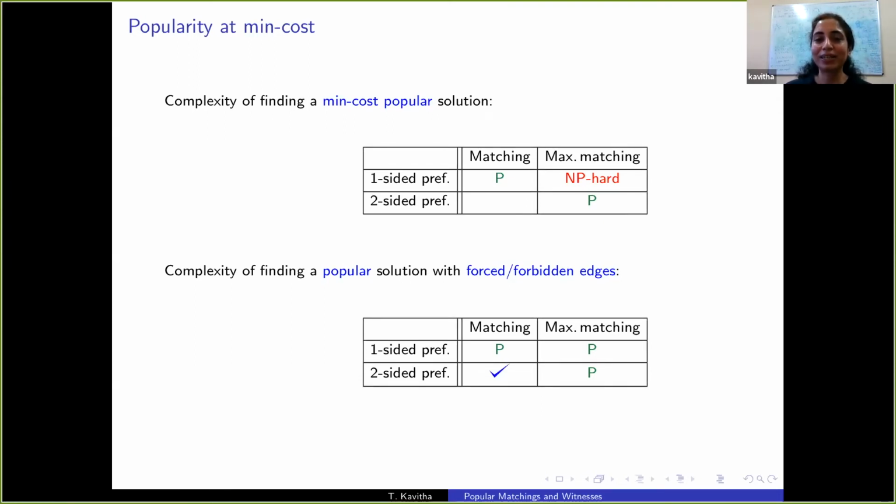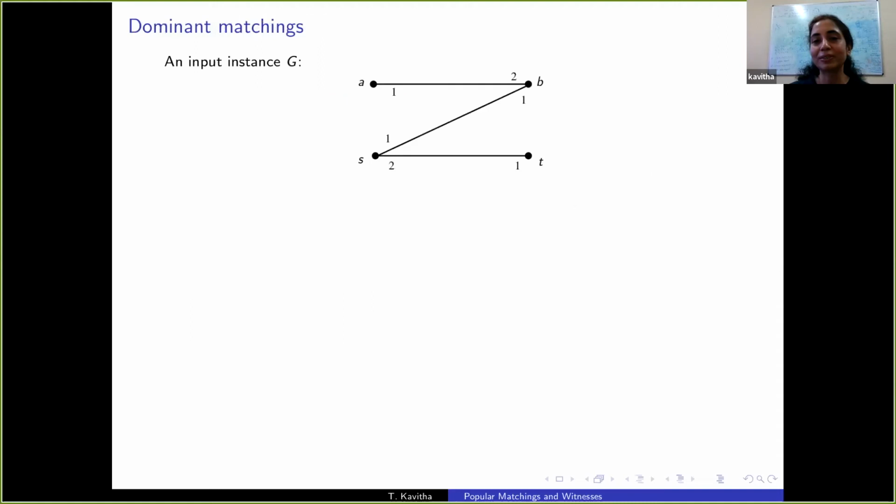So let's look at two-sided popular matchings. There is no condition on cardinality. It's not that cardinality is more important than popularity. We are in the starting model. It's only popular matchings we are interested in. Let's try to see the complexity of finding a popular matching with forced or forbidden edges.